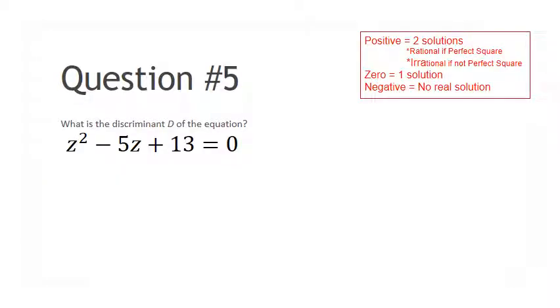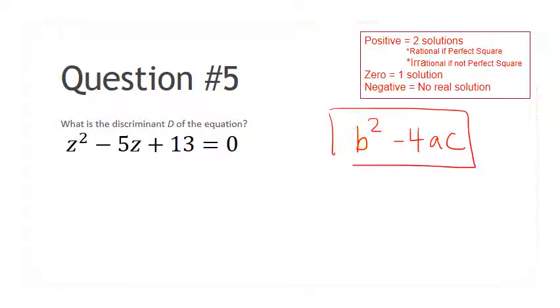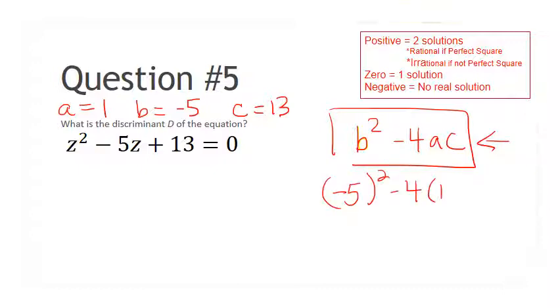So this just asks what the discriminant d is of the equation. We don't even have to test the types of solutions, we're just finding the discriminant. Remember that the discriminant, again, is b squared minus 4ac. That is how we find our discriminant. So we need to find our a, which in this case is 1, our b is going to be negative 5, and our c is going to be positive 13. And I'm simply going to substitute those values in right here to this formula.